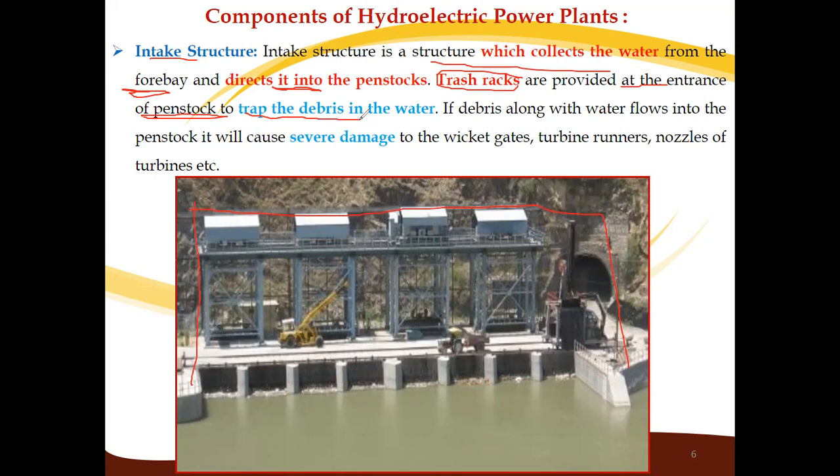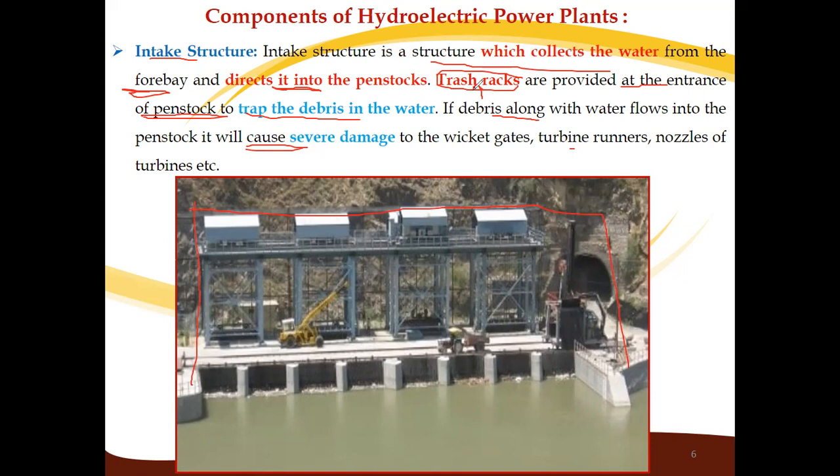So it traps the debris in the water. If this debris, these water impurities, goes along with the water flow into the penstock, it will cause severe damage to the wicket gate, the turbine nozzle, and the runners of the turbine. Because of this debris, other components of the hydroelectric power plant get damaged. So to avoid this, we use a trash rack in the intake structure.